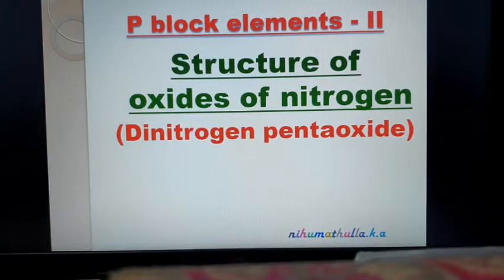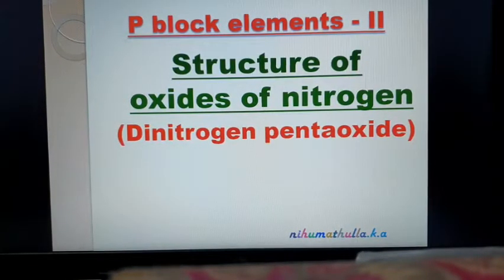P block elements 2, structure of oxides of nitrogen. In this video we are going to discuss the structure of dinitrogen pentoxide, or simply nitrogen pentoxide, with the molecular formula N2O5, and there is one oxygen bridge between two nitrogen atoms in this structure.